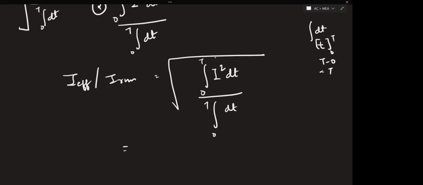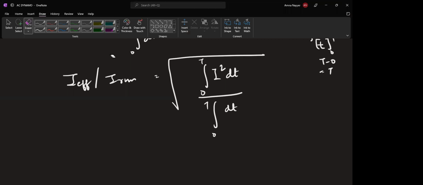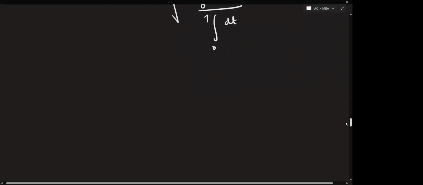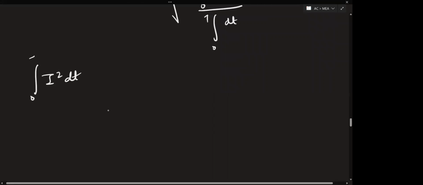Now if you look at this term, let's not solve the whole bracket at once, otherwise it will become very confusing. Let's just solve this term first, I square dt, integration of I square dt from 0 to T. Now when we put it at the end, that will make our work easier.